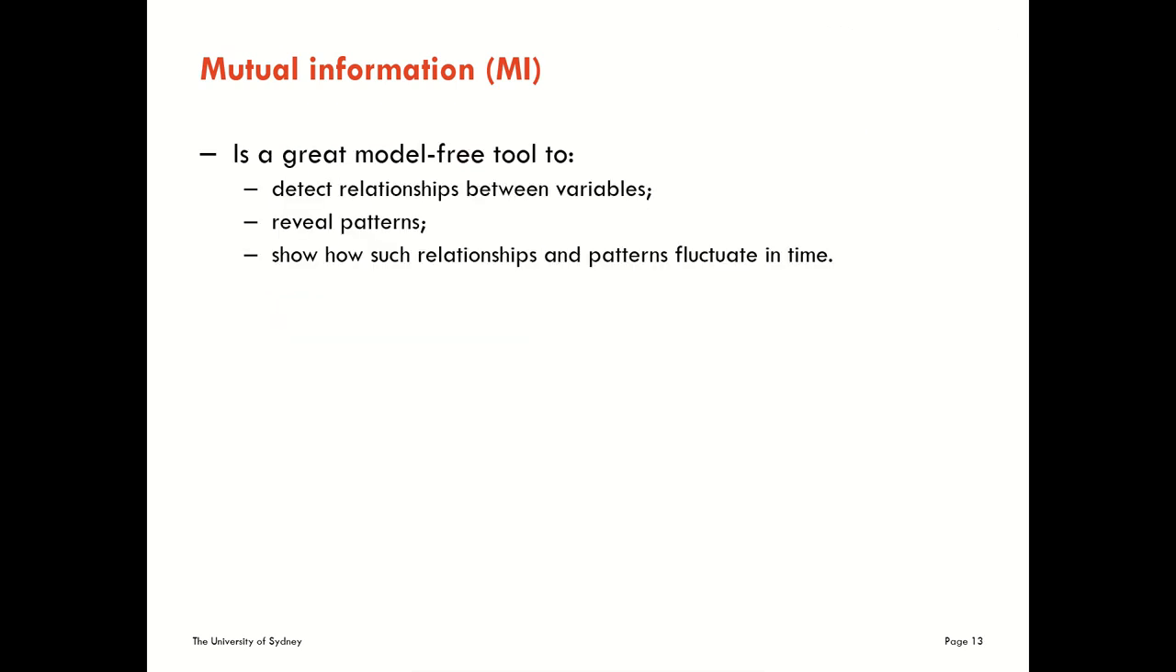And what I want to do is give a short conclusion about mutual information. It's a great model-free tool. It's a really nice way to think about it. It's a wonderful model-free tool that we can use to detect relationships between variables, to reveal patterns, and to show how such relationships and patterns fluctuate in time. There are many things that we can do with the mutual information, which we'll see in some of our examples and later in the course.